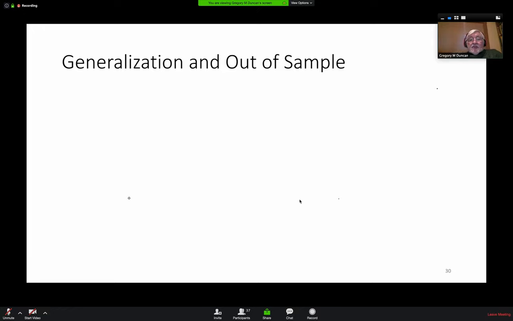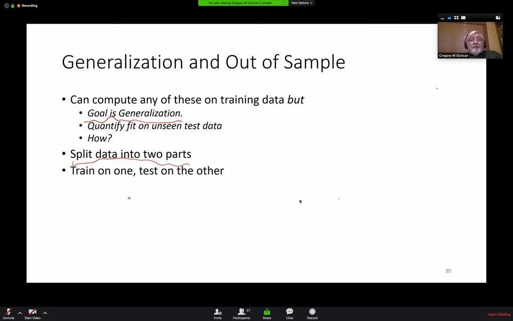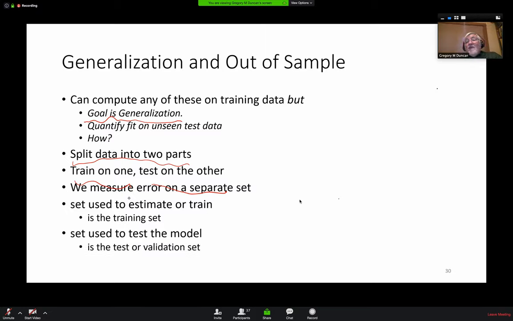So now we're going to talk about generalization and out of sample. We can compute any of those measures on the training data, but our goal is generalization. I don't want to know how well this works on my data set. I want to know how well it would work on similar data sets. That is, I want to quantify the fit on an unseen but similar test data set. How do I do that? We split the data into two parts. Train on one, test on the other. And we measure the error on the separate set. The set used to estimate or train is called the training set. The set used to test the model is called the test or validation set.